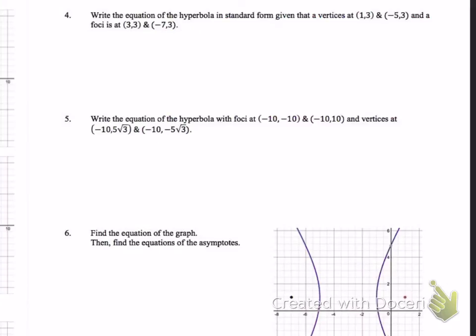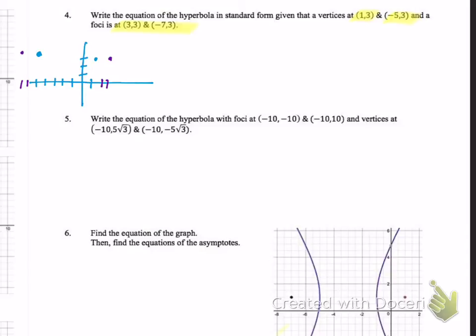So it gives me vertices and then it also gives me foci. So one thing that you could do is you could graph it. And that's usually what I suggest to do because it's hard for me to visualize if I don't have a picture. So I'm going to kind of just draw one out to the side. It says vertices at 1, 3 and -5, 3. And then foci are at 3, 3 and -7, 3.